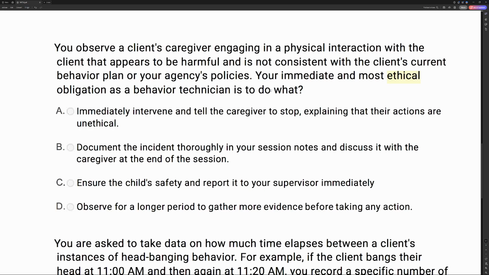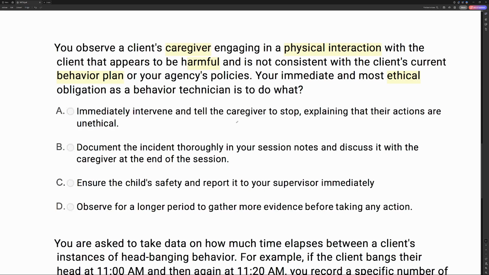Now, we've also got to consider that you're the technician and this is the caregiver. So ultimately, what they say goes. If the caregiver or the stakeholder wanted to just end services, they could. So if you're in a situation where you're looking at this physical interaction that you believe to be harmful and is not consistent with the behavior plan, as the technician, what are you ethically going to do?